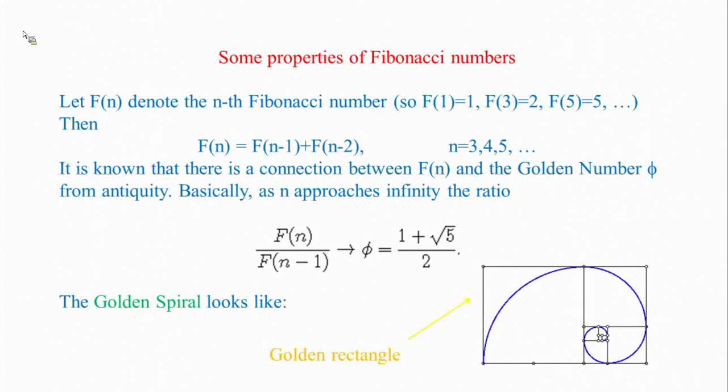What can you say about this number? Cool stuff. So there's a recurrence relation for the Fibonacci numbers. The relationship between the Fibonacci and the golden number, which was really important back then because it was known to the Greeks, is that the ratio of 2 Fibonacci numbers approaches this number, 1 plus root 5 over 2, an irrational number. The golden spiral is created by taking a golden rectangle, which is a rectangle whose ratio of the length to the width, the longer side to the shorter side, is the golden number.